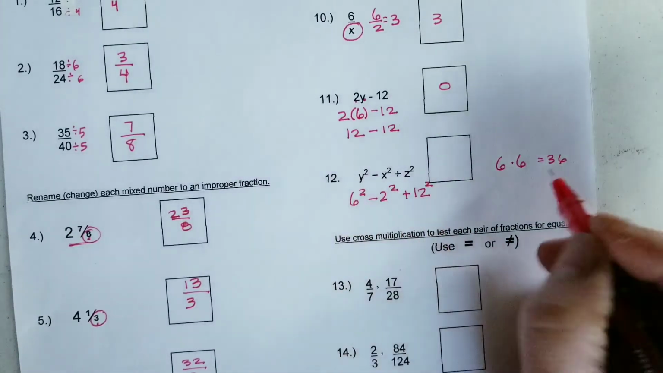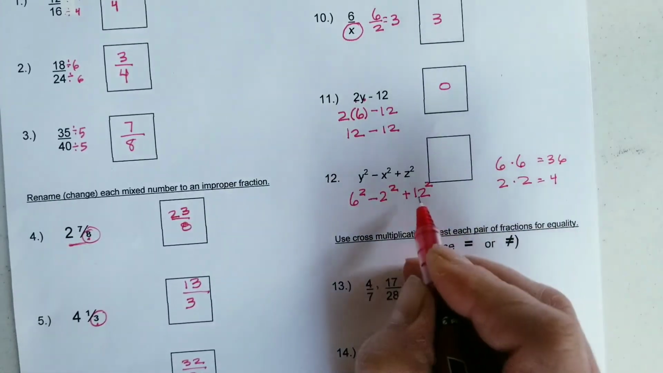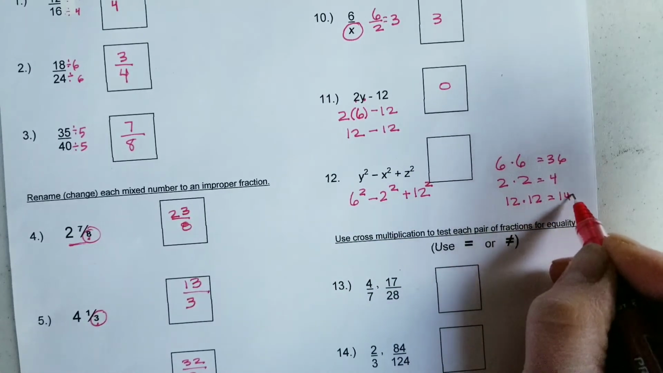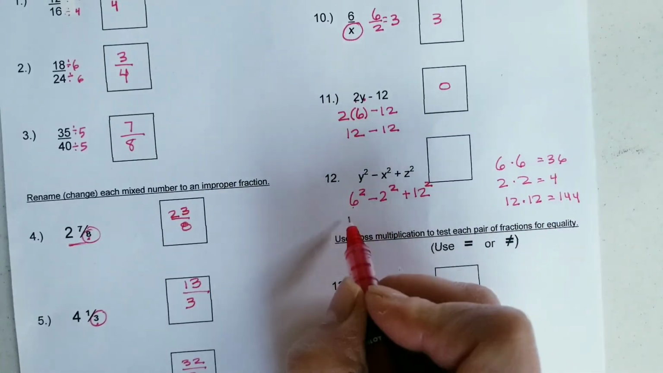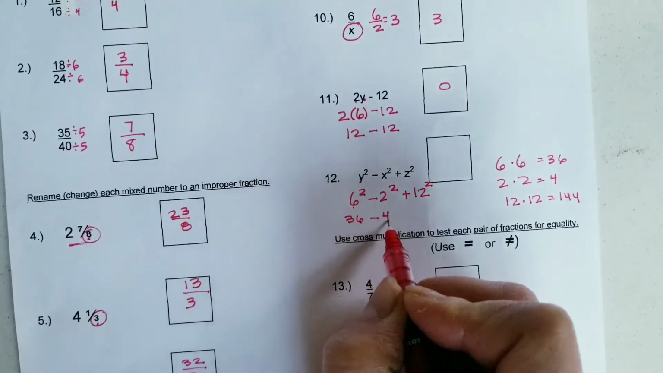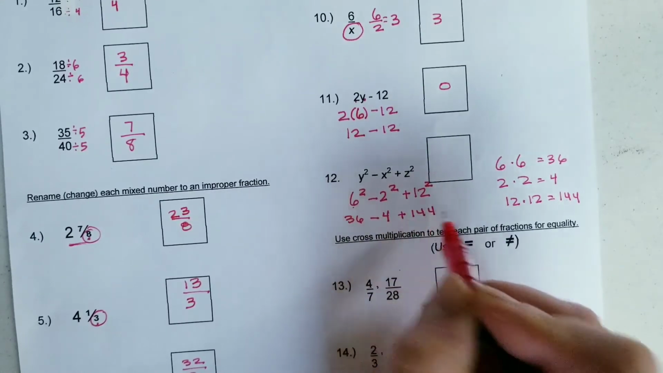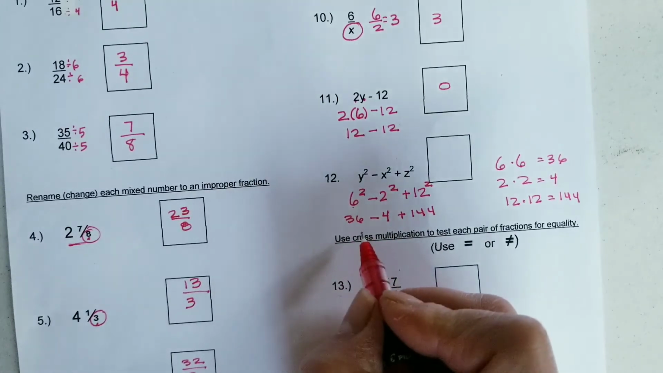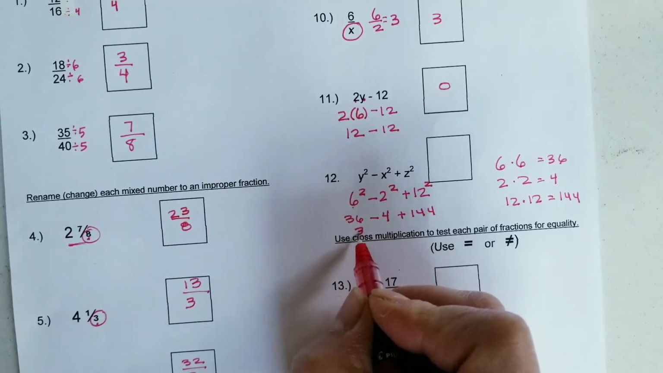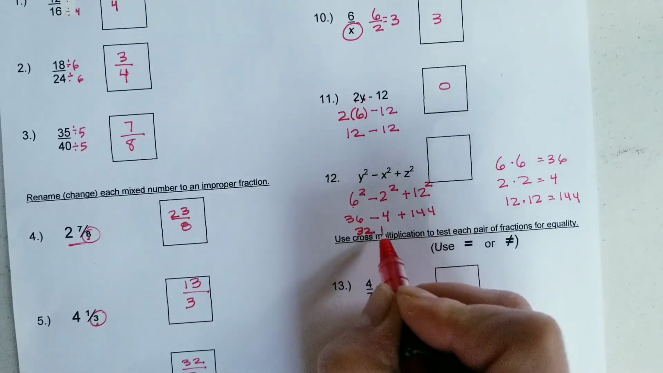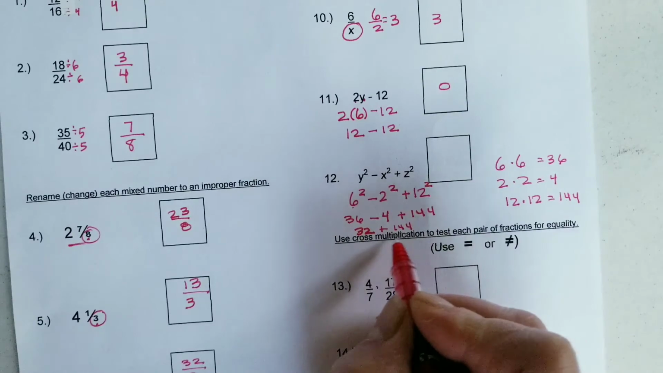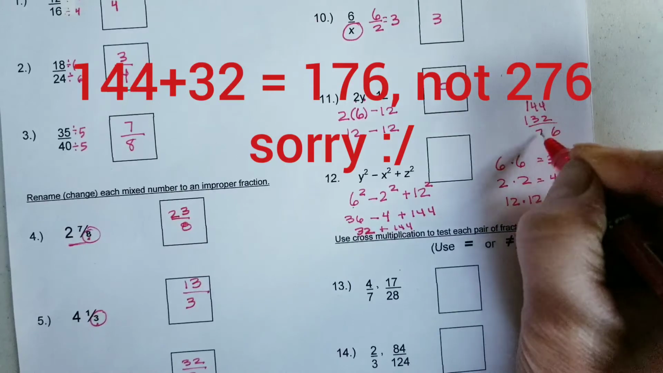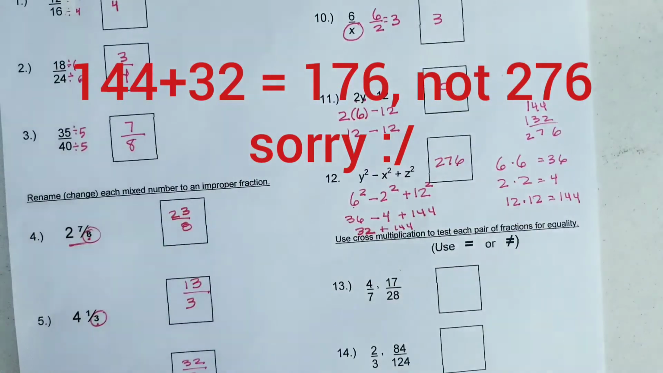Okay, 2 squared, multiply that 2 times, equals 4, and 12 squared, multiply that 2 times, 144. So go ahead and plug those values in. 6 squared is 36 minus 4 plus 144. Okay, so I'm going to go ahead and add and subtract here. 36 minus 4 is 32, plus 144. And then I'm just going to add my 144 to 132. And I get 276 as my answer.